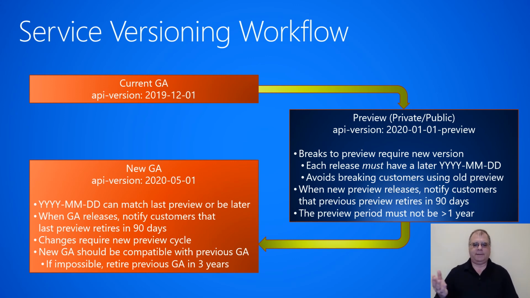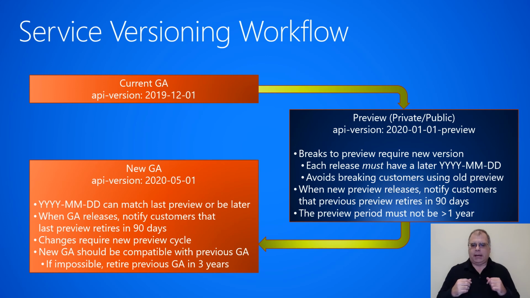So we would give this new preview version of the service a new date like 2020-01-01, and because it's in preview, we would use -preview suffix on the API version. So if it's a private preview, now you can just tell your private preview customers, this is the API version to use, here's some documentation, and use it. And when you decide to make it public, you just make that documentation public. The service itself doesn't change at all.